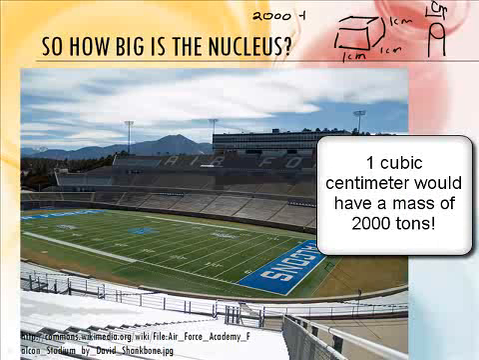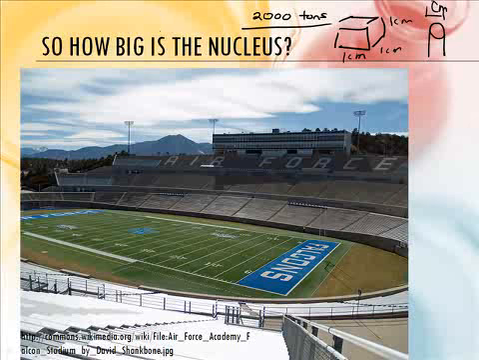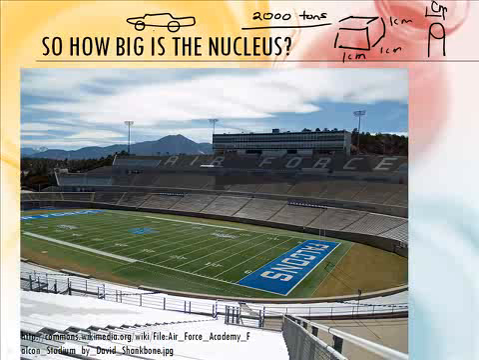2,000 tons. 2,000 tons? That's correct. Holy cow! Go take your average small car, like a Honda Accord or something like that, out in the parking lot. That weighs about 1 ton. So 2,000 Hondas in the size of my fingernail. That's very dense. Really, really dense. That's pretty cool.